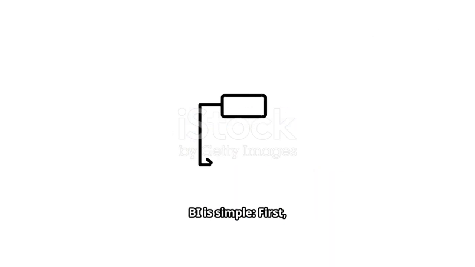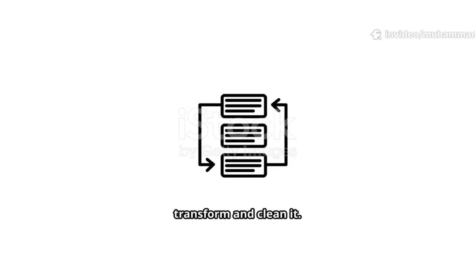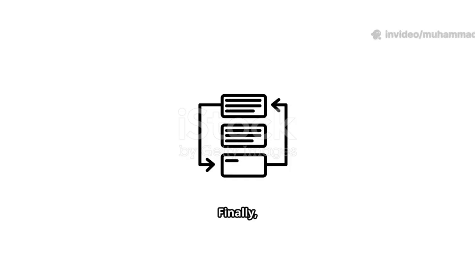The flow of Power BI is simple. First, connect to data. Second, transform and clean it. Third, build models and relationships. Fourth, create visualizations. Finally, share your reports or dashboards. We'll look at each step in detail.